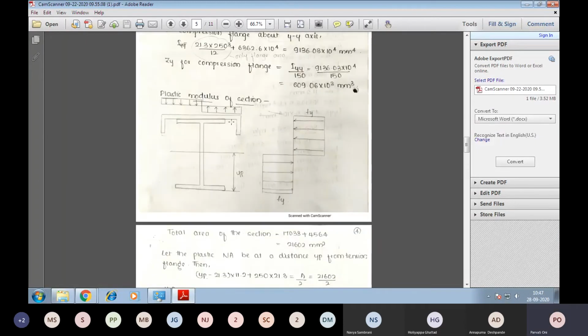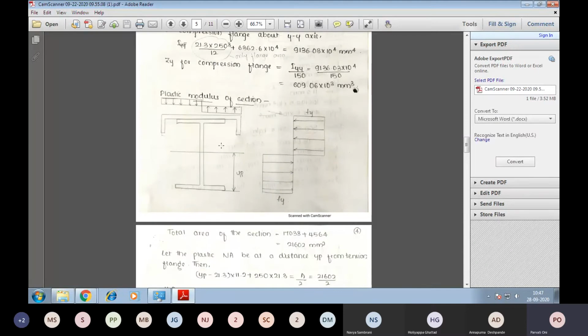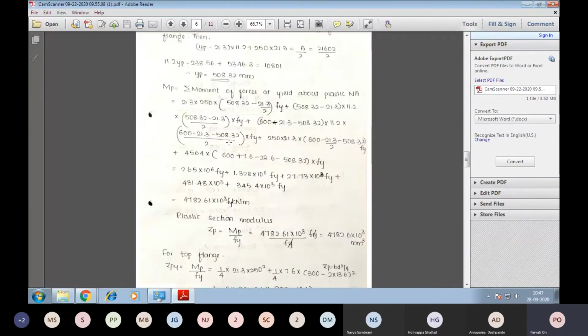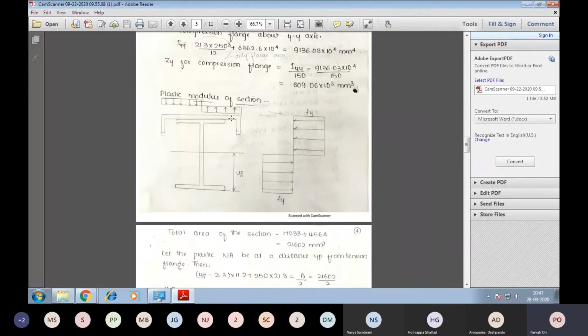Minus 23.6, right? Minus 508.32 into Fy. So we need only this channel section. So in total distance, we are minusing this 23.6, right? Minus, so we will get this total distance, right? Minus this YP 508.32 will give me this total distance. That is the CG of this NA and CG of this channel section.